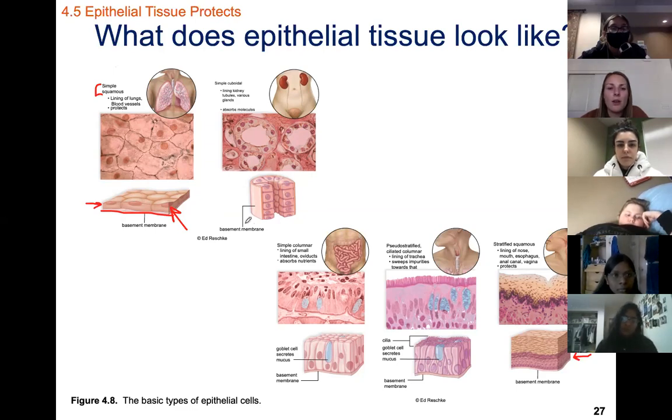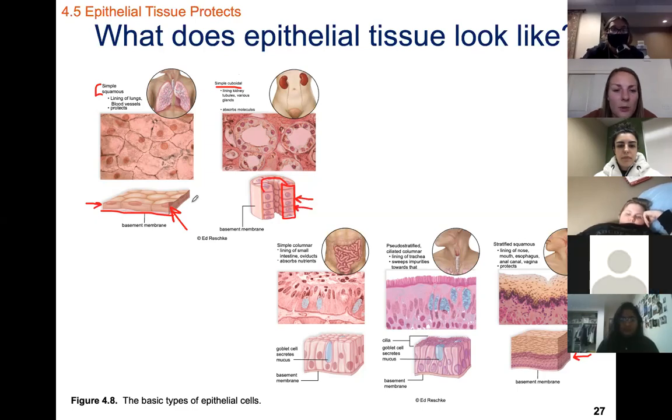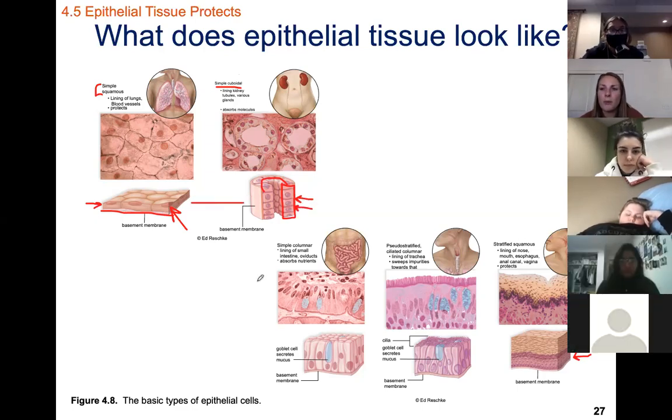Next, you have simple cuboidal. So here, again, we have one layer. I know it's one layer because there's the basement membrane, and here's the layer. Although it kind of curves around the outside, it is one layer. The next I look at is the shape, and it's called simple cuboidal. And these look like little squares or cubes. You can tell the difference between these two because of their shape, but they both have a single layer.